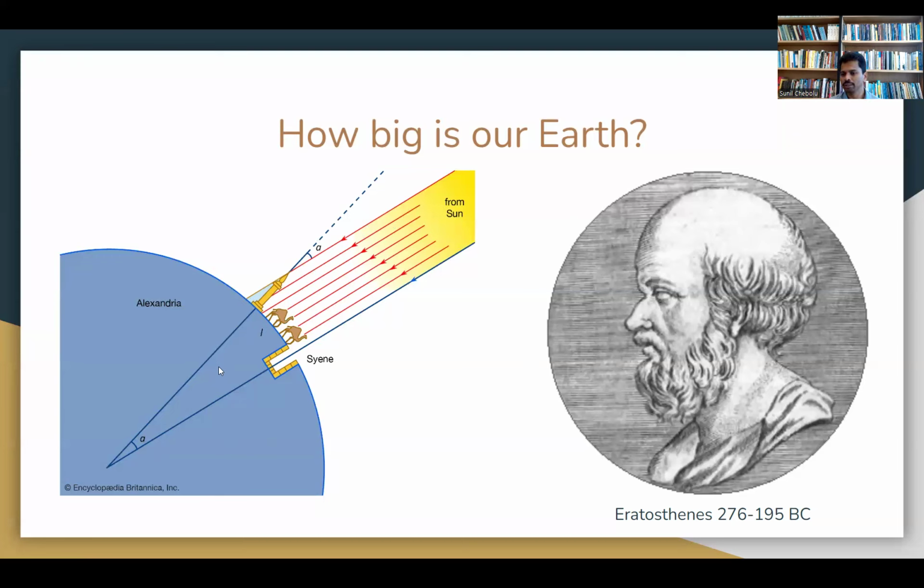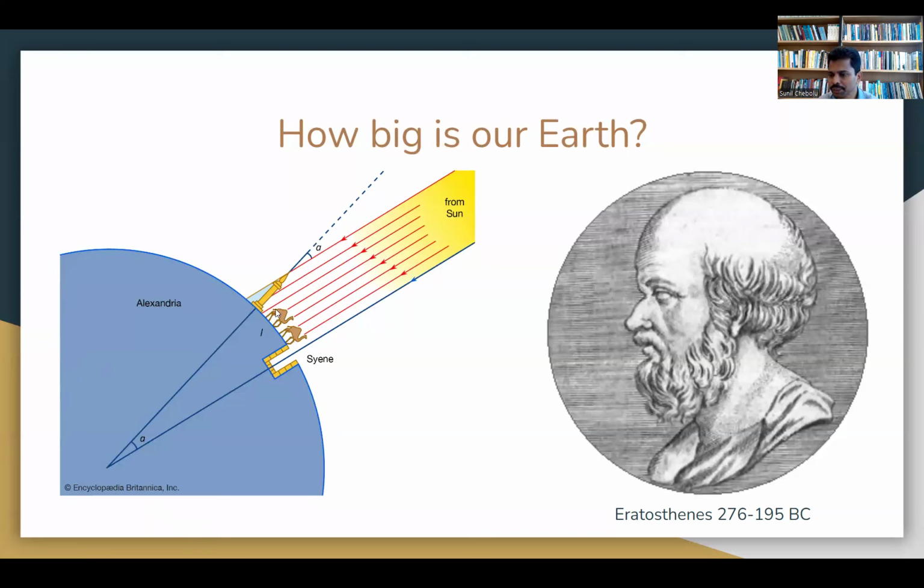Because these will be alternate interior angles, which are congruent. So that is the number. So now, in order to find the total circumference of the Earth, all he needed was the distance between these two cities, Alexandria and Syene.